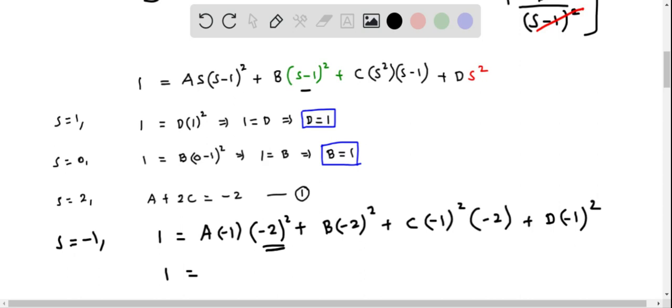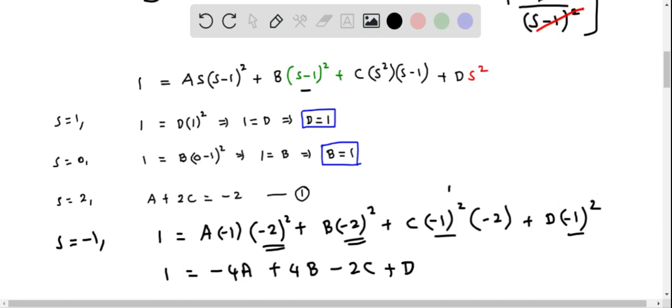4 times negative 1 is negative 4, so this is negative 4a, and this will be negative 2 squared, which is 4. So 4 times b is positive 4b, and this is negative 1 squared, which is positive 1, and 1 times negative 2 is negative 2, so it becomes negative 2c, and this is negative 1 squared, which is positive 1. So it just becomes d.